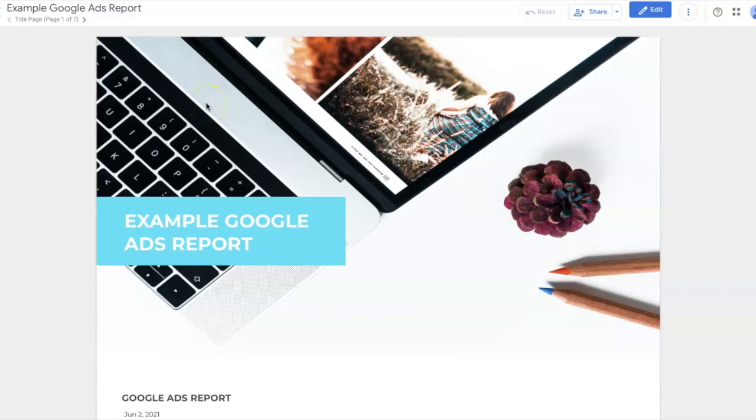Hello, so today we're going to go over our Google Ads reporting. We're going to take a look at how to read the reports, what the reports mean, and why this particular set of data has been chosen for the Google Ads reports.